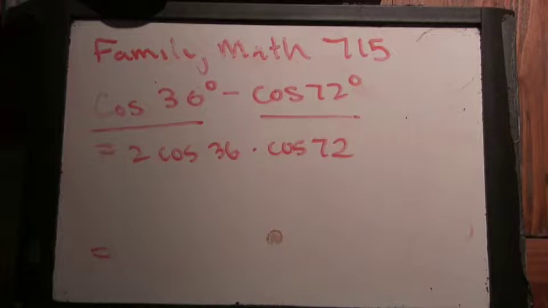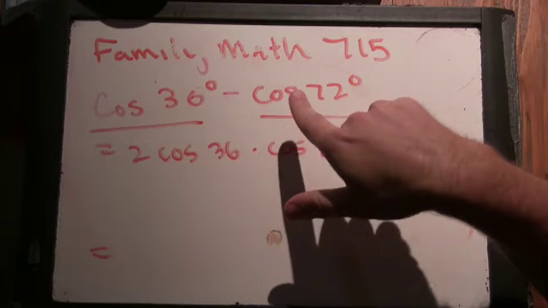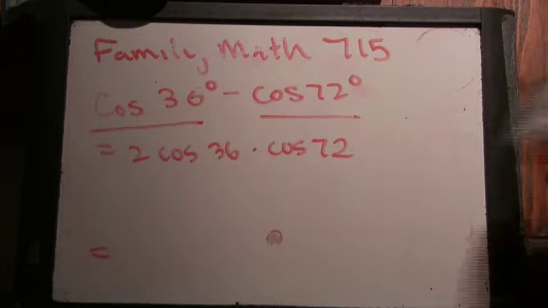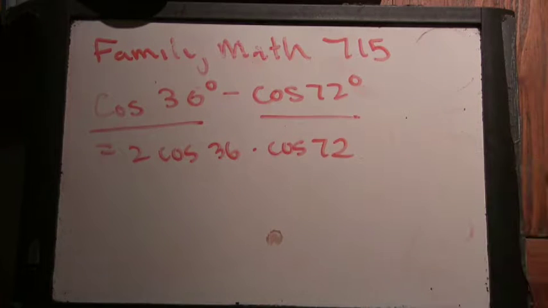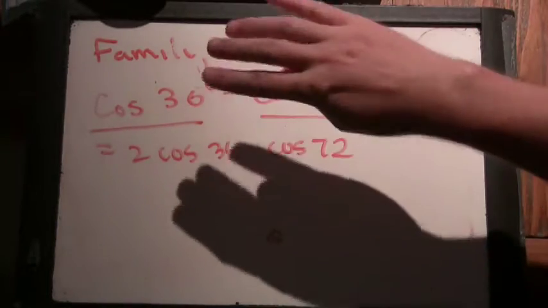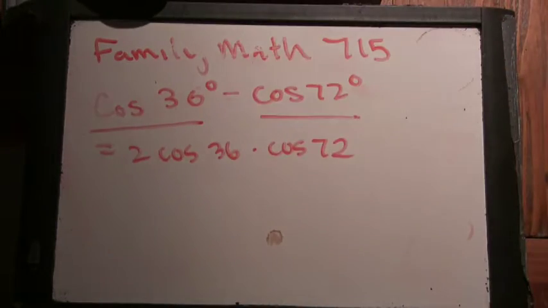Okay, so what do you think we can do from here? So we have cosine of 36 minus cosine of 72 equals 2 cosine of 36 times cosine of 72. Well, we learned a formula for sums, but I think that's just going to lead us back to here. Yeah, we already used the sum to product formula to go from here to here.